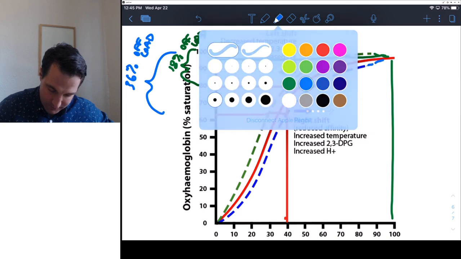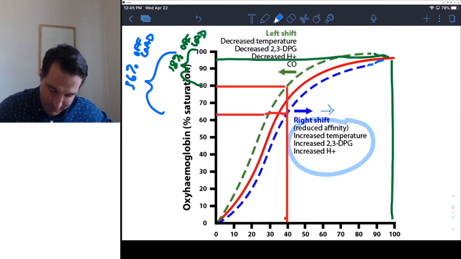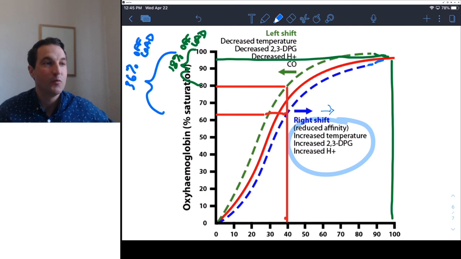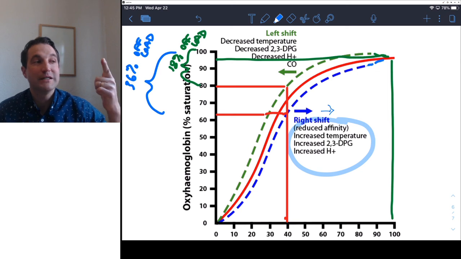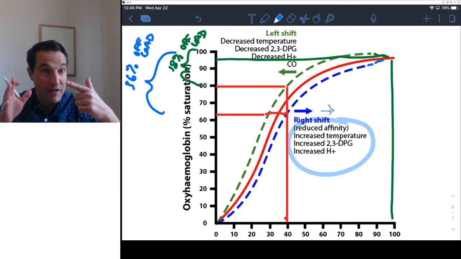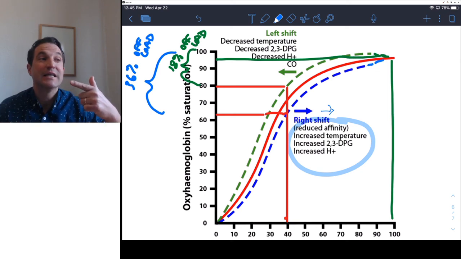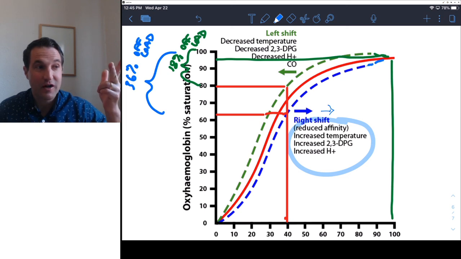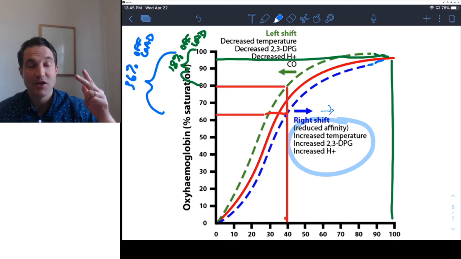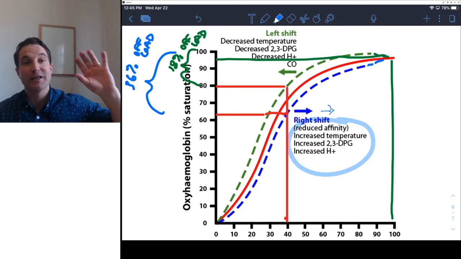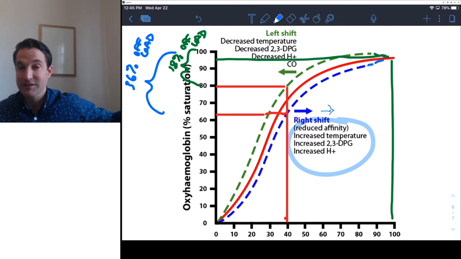actually let's just do this with our highlighter, all of the things that are happening right here happen with exercise. Does your temperature go up? Yes. Do you produce more 2,3-DPG, which is a substrate of glycolysis? Yes. Does your concentration of hydrogen ions go up? Yes. All three of those things happen when you're exercising, so it makes sense we're going to change this curve to get rid of more oxygen when it gets to the muscle.